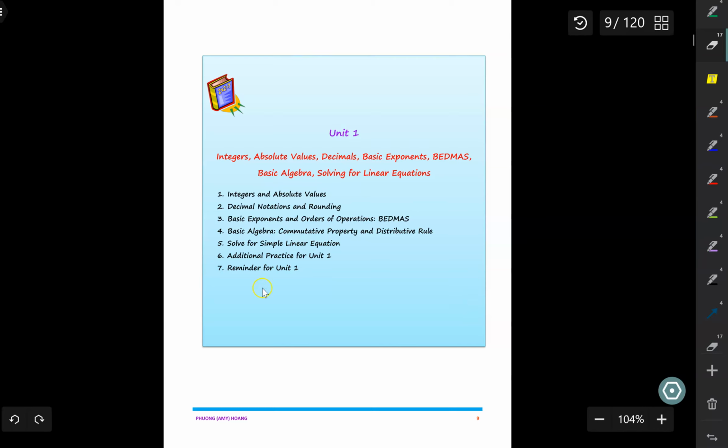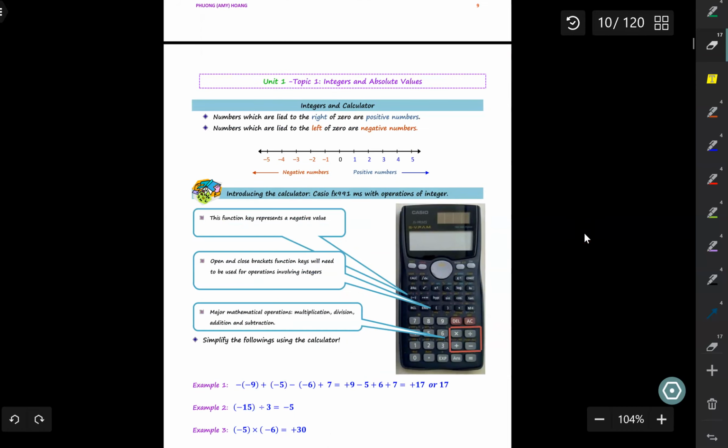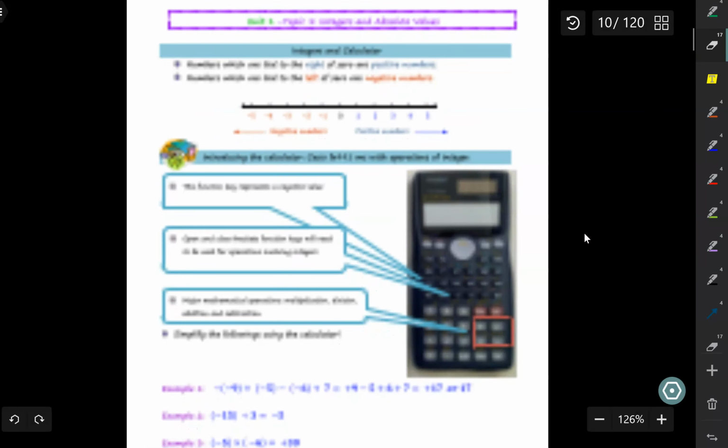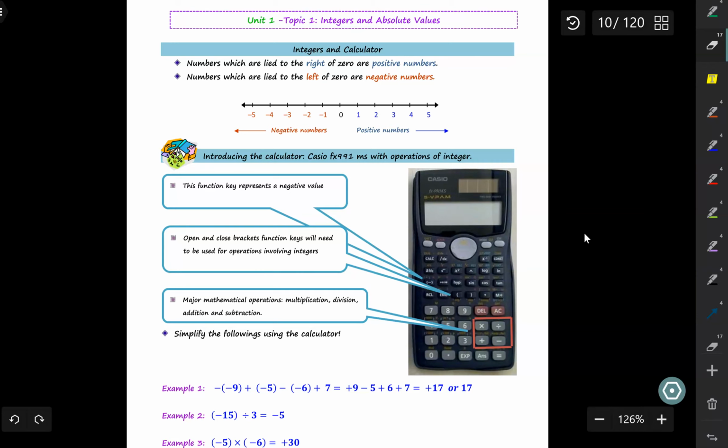Alright, on page number 9, all the topics supposed to be in Unit 1 are listed here, and we will get started with integers and absolute values. So the definition of integers is pretty simple. Integers basically are whole numbers, and they have the sign in front of them, like negative 5, negative 4, negative 2, negative 1. And positive numbers are the numbers on the right of the number 0. As you move further to the right, the numbers are getting bigger.